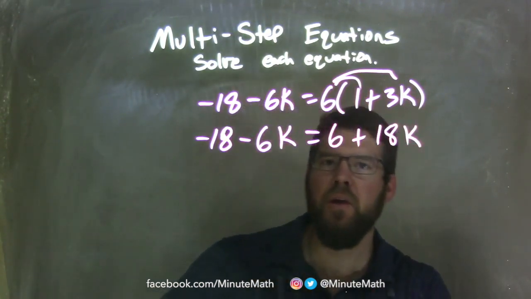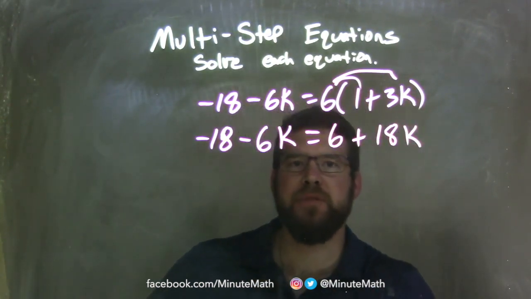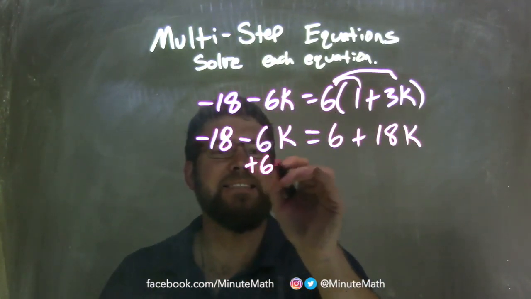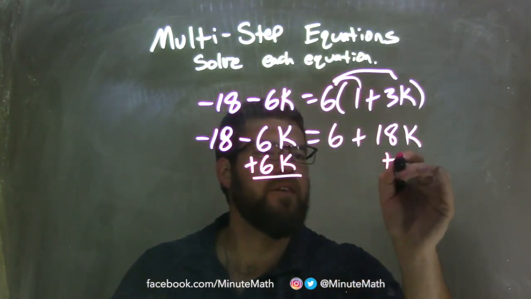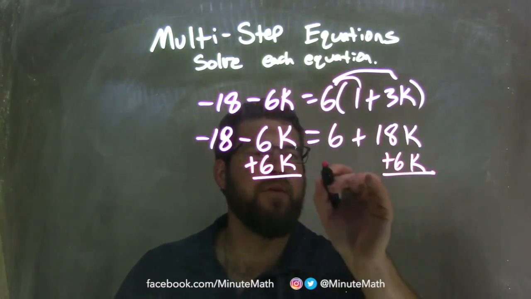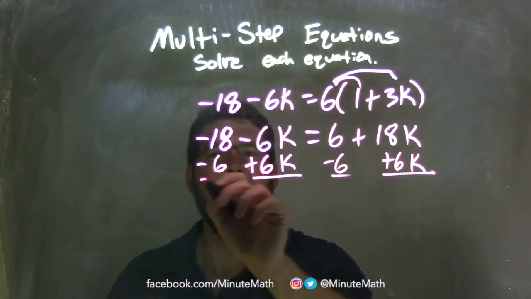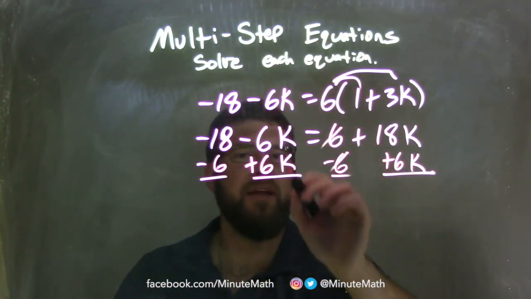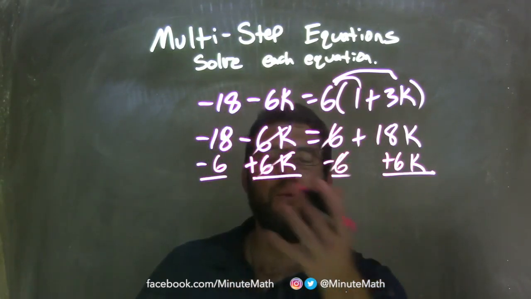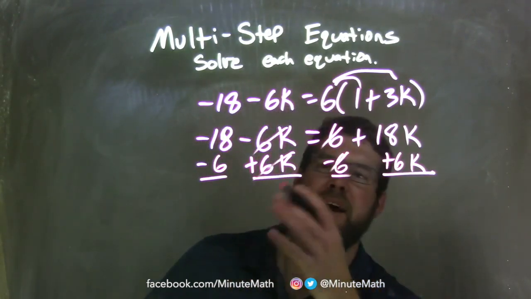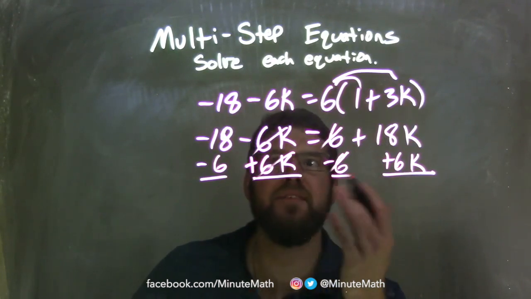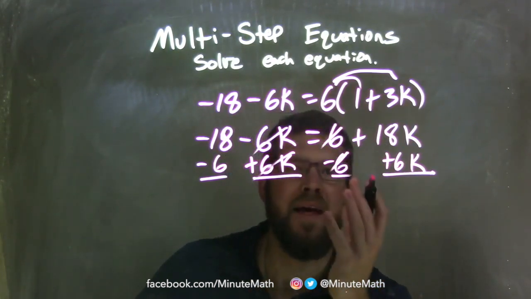Okay? So now I'm going to combine my like terms. In doing so, I'm going to add a 6k to both sides here, and I'm going to subtract a 6 to both sides there. These 6's will cancel. These 6k's are canceled. That's the whole point, right? We pick those numbers to add to both sides, or subtract to both sides, because it will eliminate that variable, that number on each side.